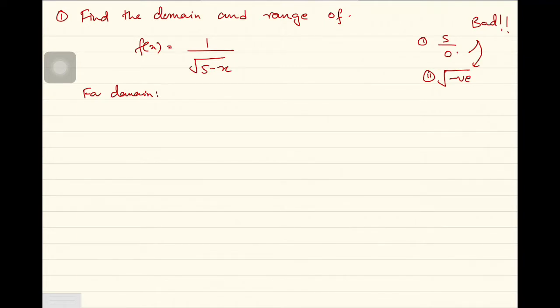So for a domain, 5 minus x has to be greater than or equal to 0. That's the actual condition, isn't it? Because the number inside the square root should not be negative. Not negative means positive or 0. Both are accepted, isn't it? It should not be negative means either it can be positive or 0.